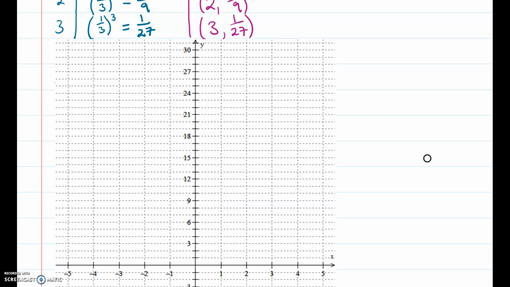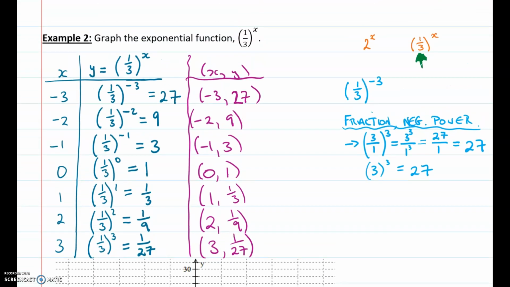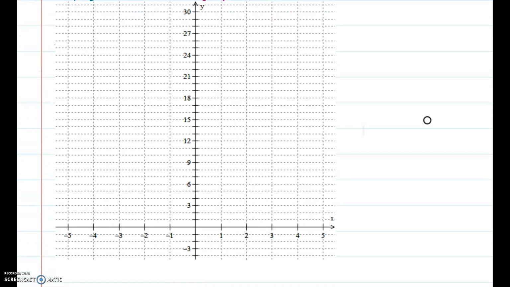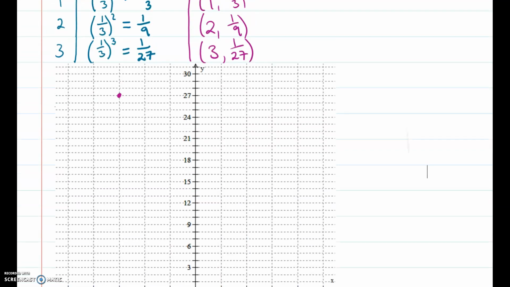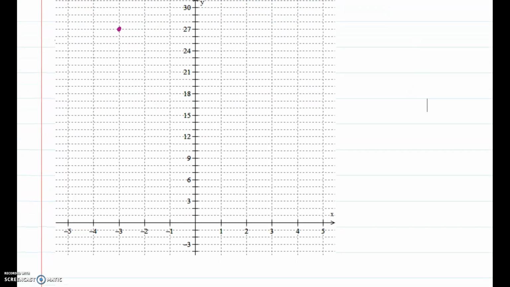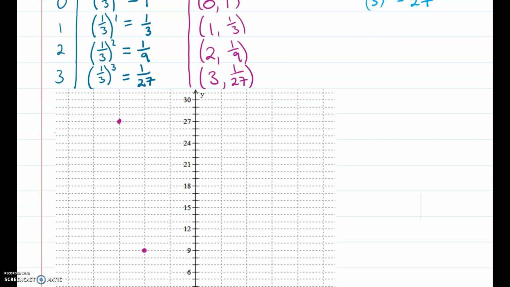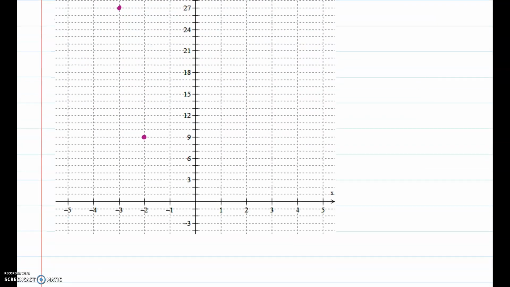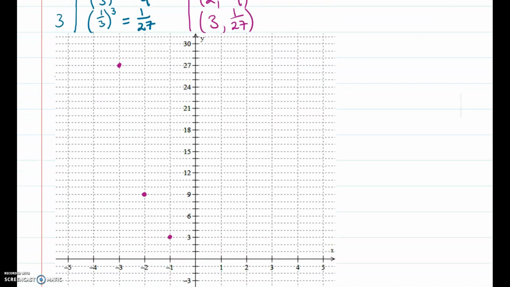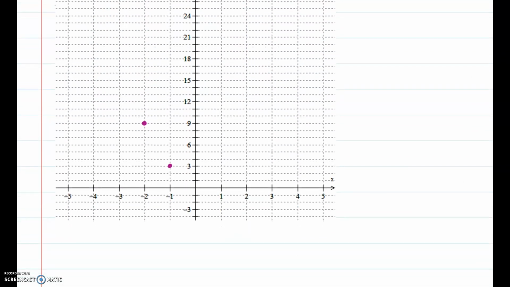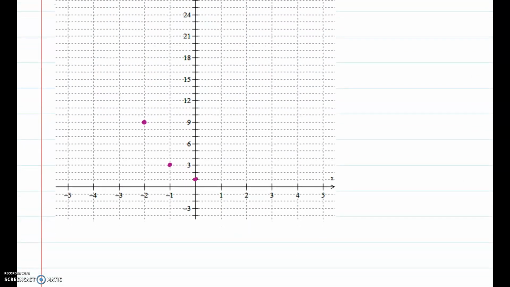We're going to plot these points. So the first point we had was negative 3, 27. So go over to negative 3 and up to 27. So there's negative 3 and there's 27. Okay, next point negative 2, 9. Over to negative 2 up to 9 is here. Next point negative 1, 3. Over to negative 1 up to 3 is there. 0, 1. Over to 0 up to 1 is here.